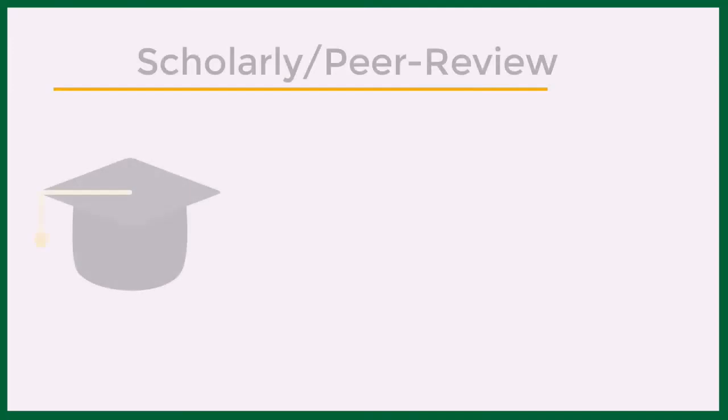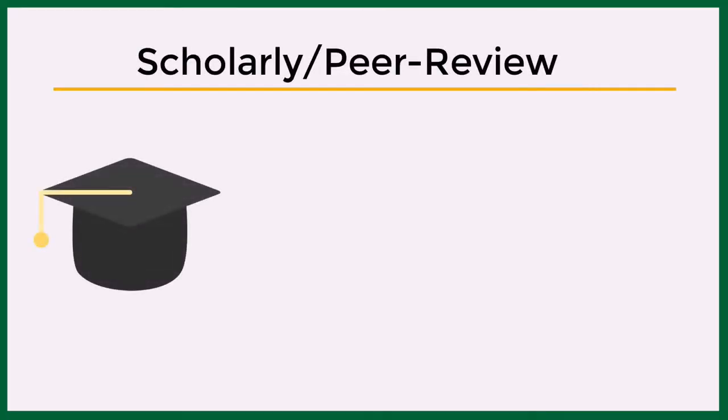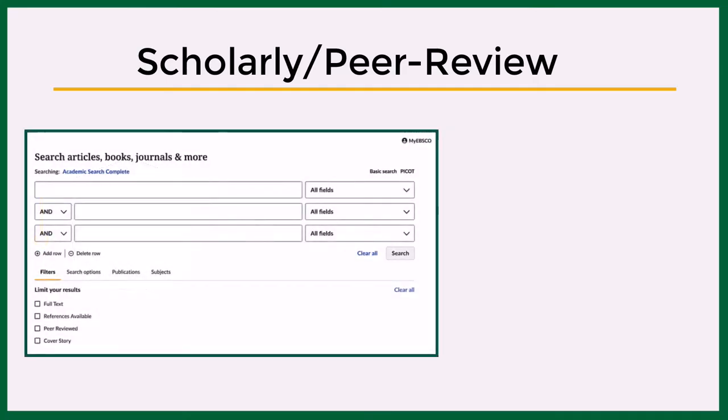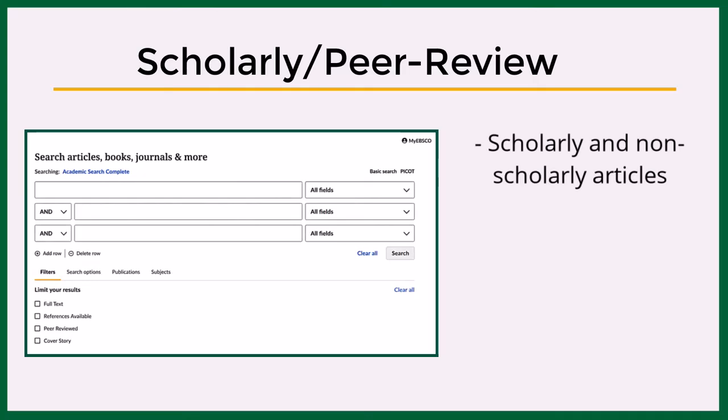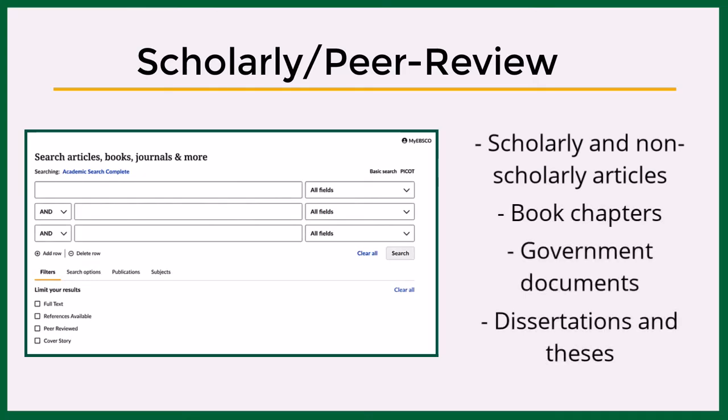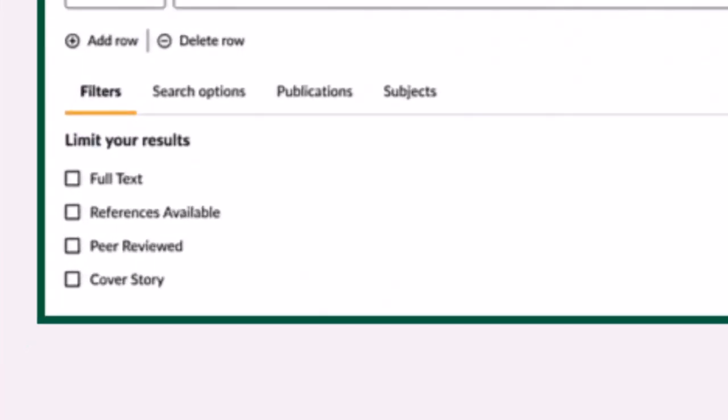If required to use scholarly peer-reviewed sources, or if we want to find information involving research studies, we can search in a library database. Many library databases include scholarly and non-scholarly articles, book chapters, government documents, and student dissertations and theses. Library databases have filters that limit search results to certain source types. For example, if we select the peer-reviewed filter, we will only retrieve peer-reviewed articles.